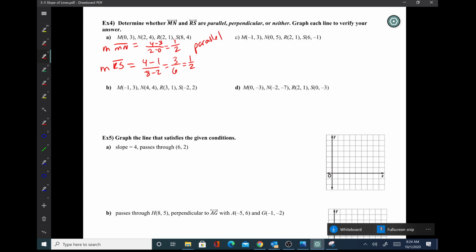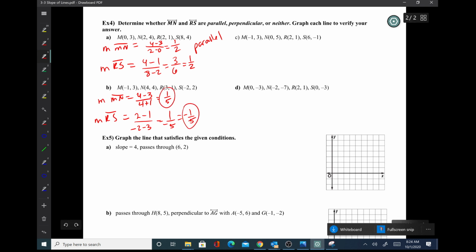Okay? Let's do letter B. So let's find the slope of MN. Slope of MN is 4 minus 3 over 4 plus 1, so 1/5. The slope of RS is going to be 2 minus 1 over negative 2 minus 3, so 1 over negative 5, so the slope is negative 1/5. Now, these slopes are not parallel because they're not exactly the same, right? And they're not perpendicular because if you flip this upside down and negate it, you don't get 1/5. So what are these? These are neither.